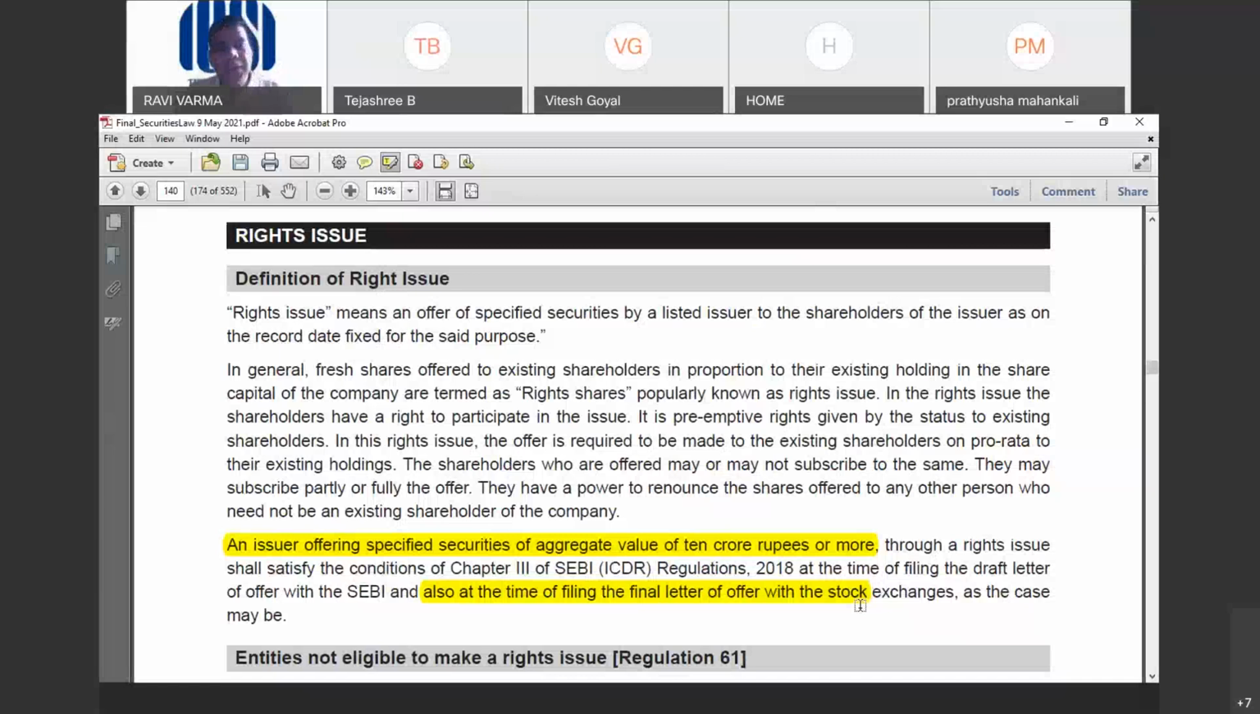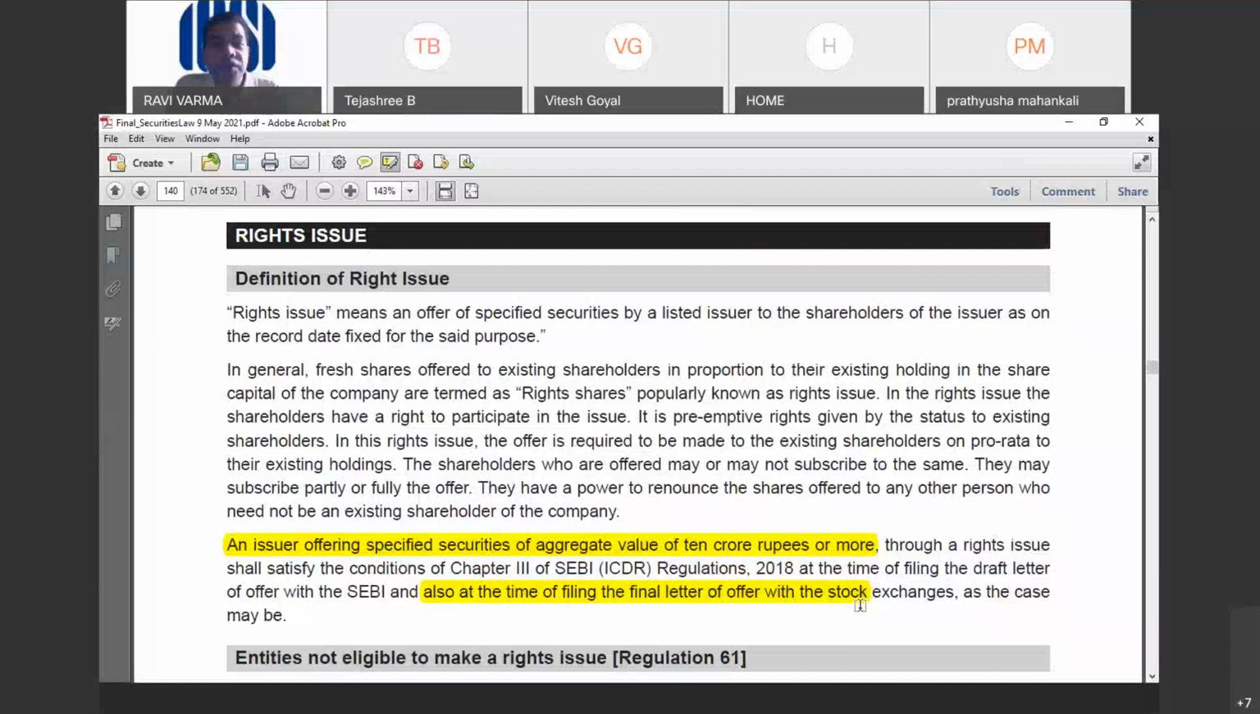So now the question is that if your issue size is 10 crore or more, then you have to mandatorily comply with all those conditions, like minimum promoter's contribution should be 20%. They should subscribe, 90% of the total subscription should be achieved, 25% should be public, right? All these conditions have to be achieved even during the rights issue.